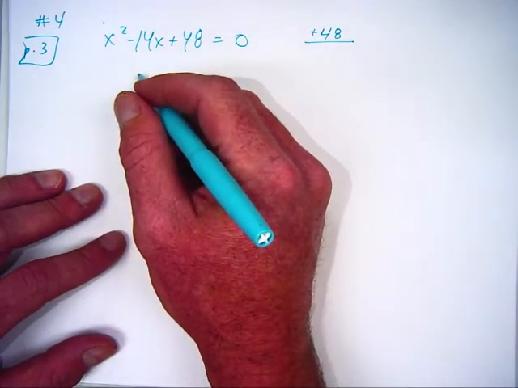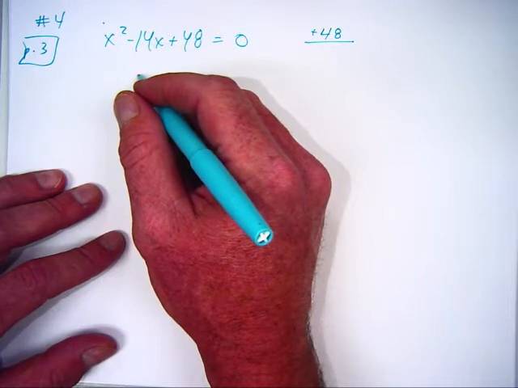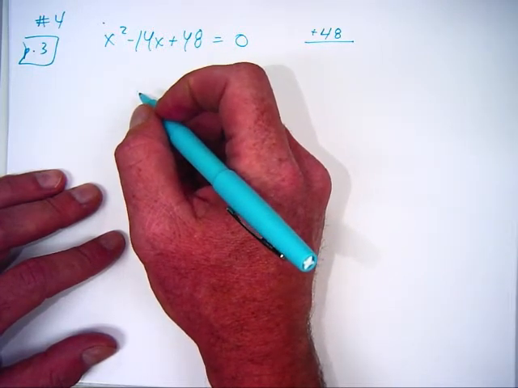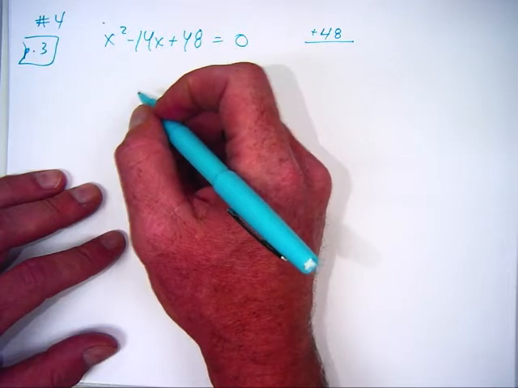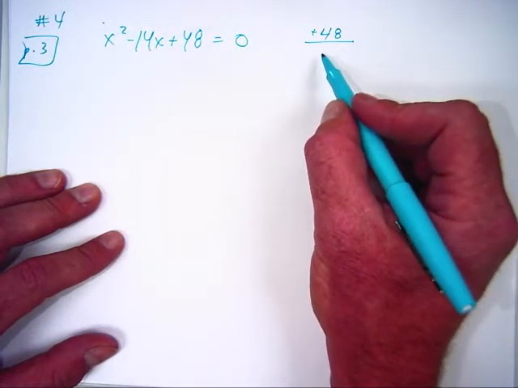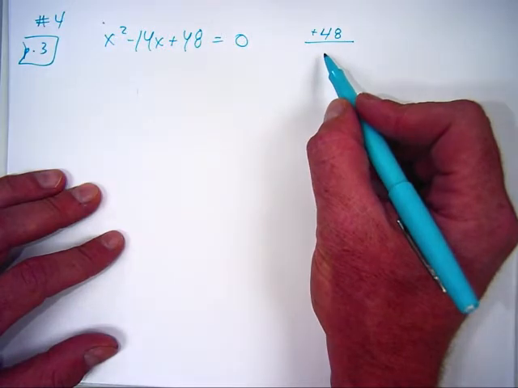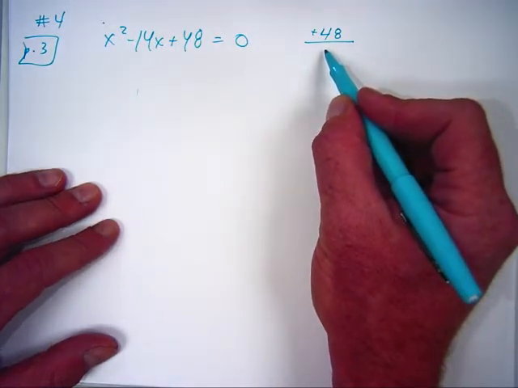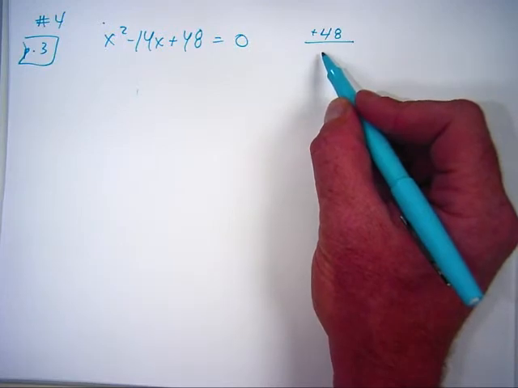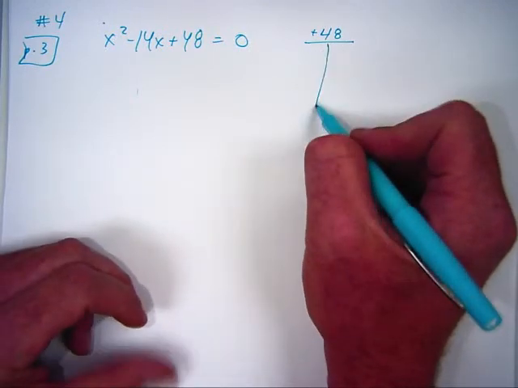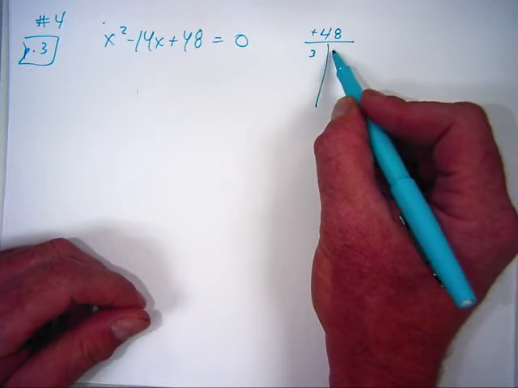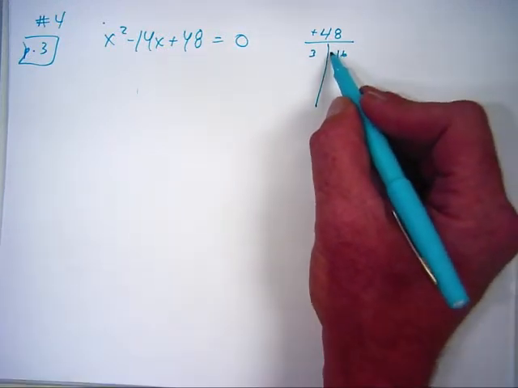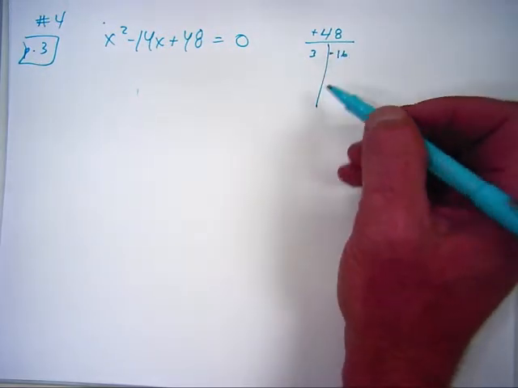How about, see, 4 and 12 won't work. How about 16 and 3? That won't work. How about 24 and 2? That won't work. How about 3 and, we already tried that, 3 and 16? That won't work. Let's see, what do we got here?